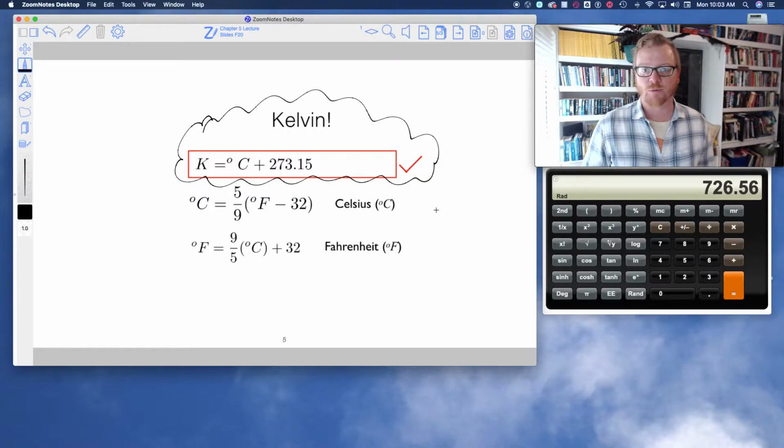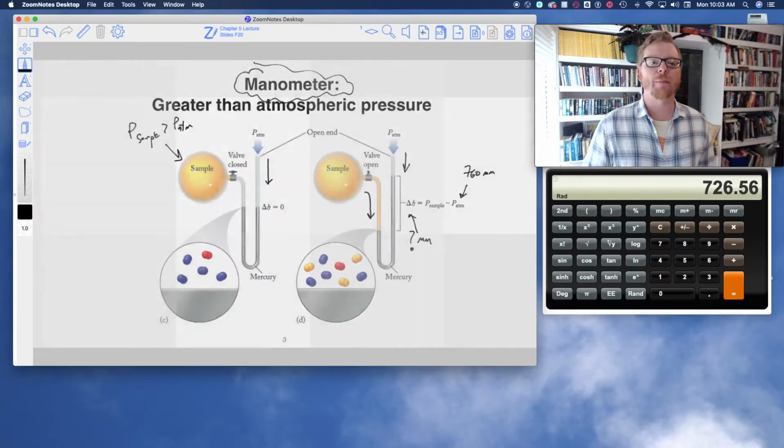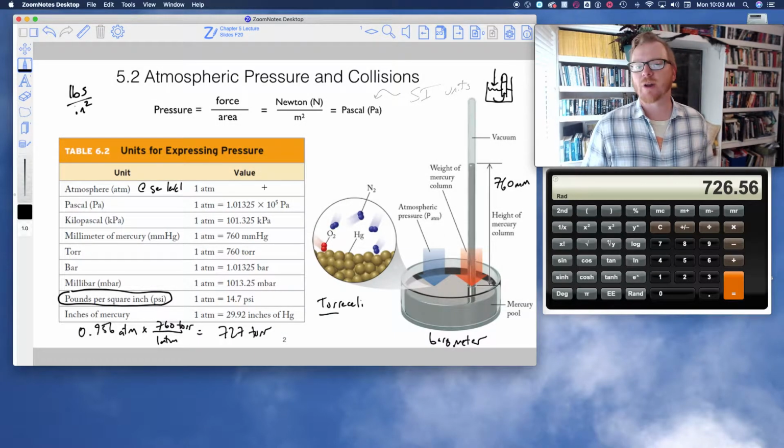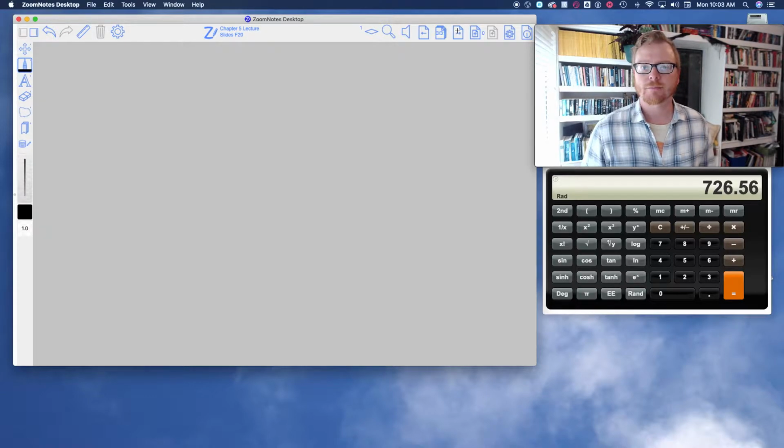I do want you to commit to memory the conversion of Celsius to Kelvin or Kelvin to Celsius. So remember this equation. I'm just kind of backing up and going to our pressure units. You don't have to memorize any of these, okay? These will be given to you.